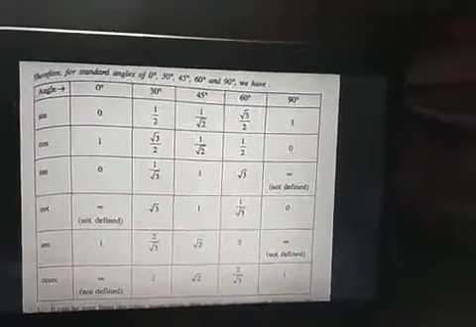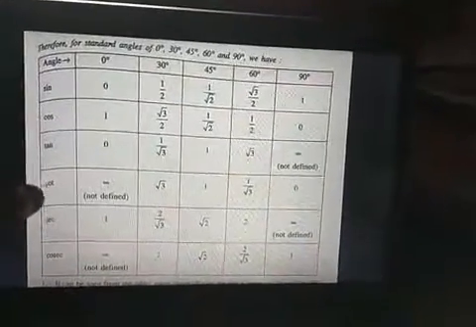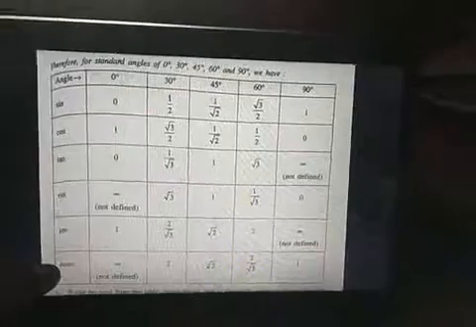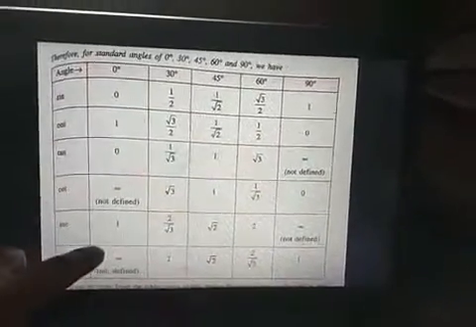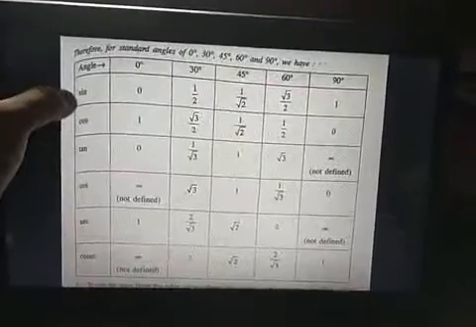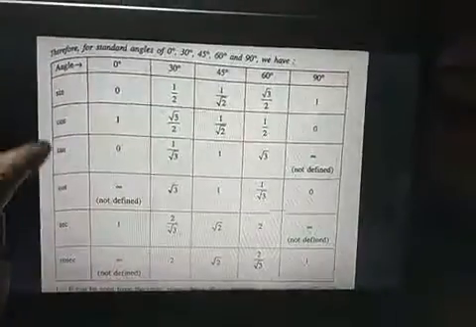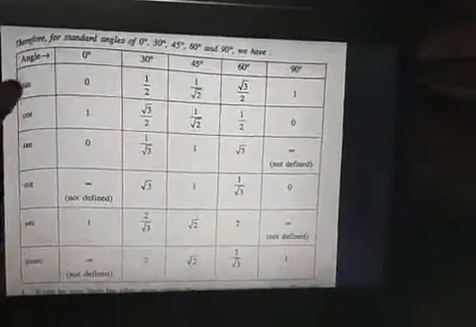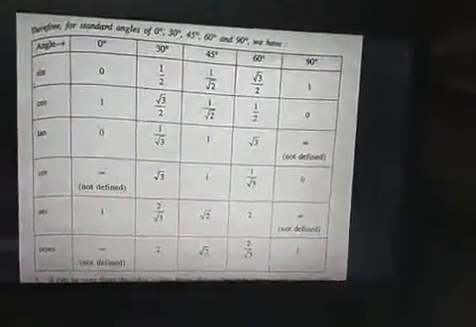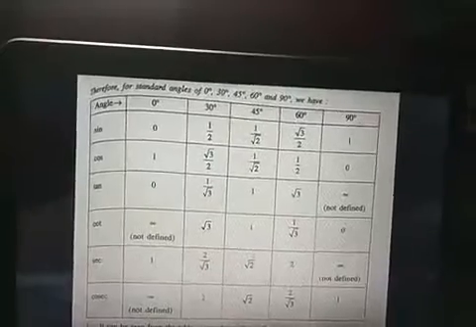In the first column you can see there are trigonometric ratios: sine, cos, tan, cot, sec, and cosec. The other columns are for 0 degree, 30 degree, 45, 60, 90, similarly. Now how to learn the table: the value for sine 0 degree is 0, sine 30 degree is 1 by 2, sine 45 is 1 by root 2, sine 60 degree is root 3 by 2. After that, sine 90 degree, the value is 1.